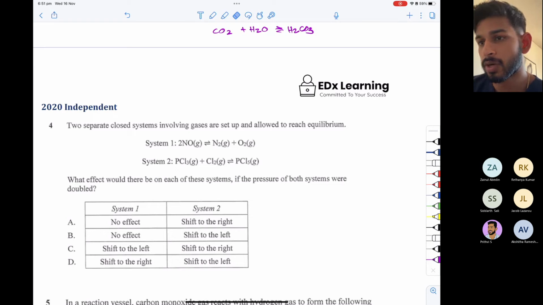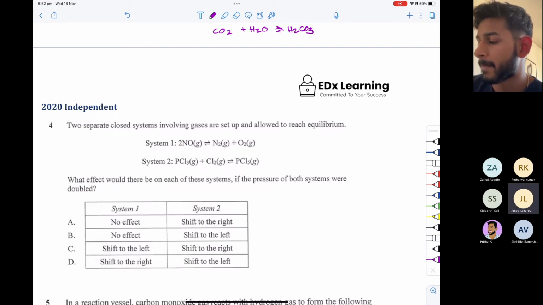Good. Ruthania, we'll go to you. Question 4, System 1. Actually, Ruthania, you've answered quite a few questions, so good job. Jacob, we'll go to you. If we doubled the pressure, Jacob, what would this system do?